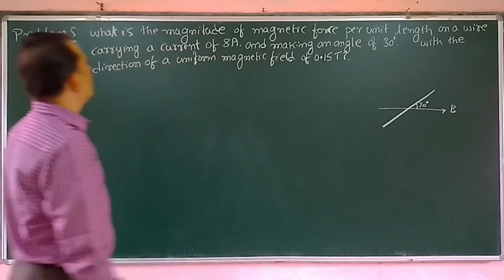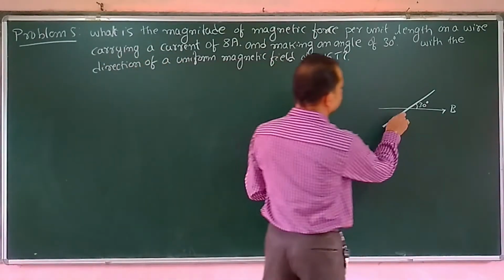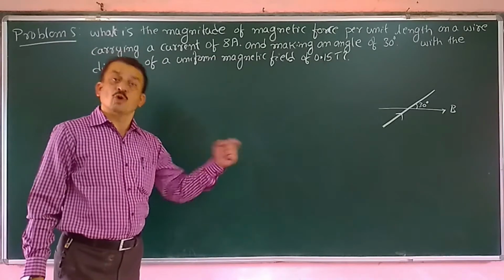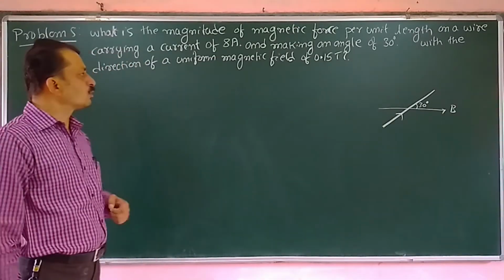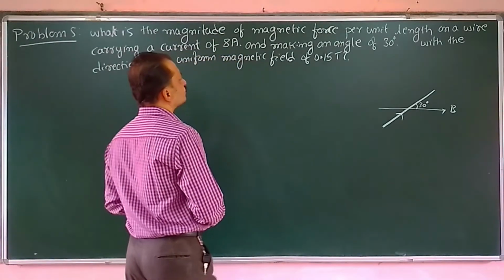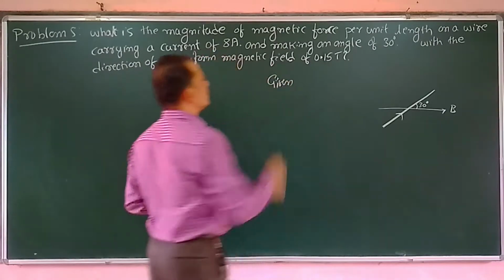Okay. Current carrying wire at 30 degrees to it. What is the magnitude of the magnetic force per unit length? That we have to calculate. Now the formula is, first given things. Let me list out what are the given things.